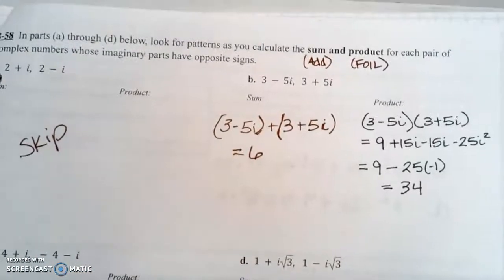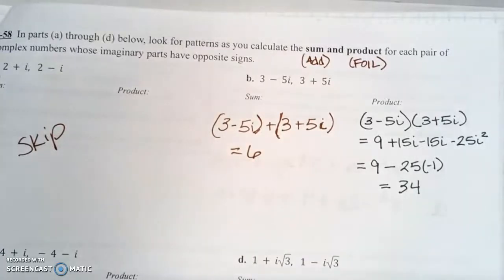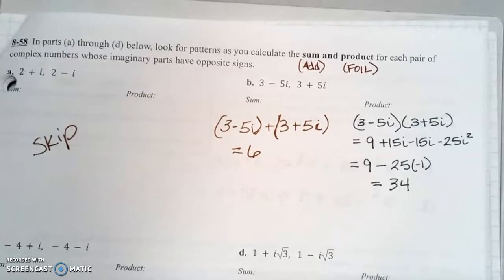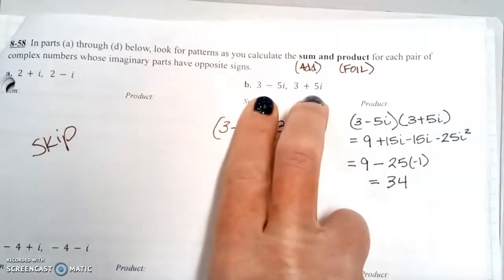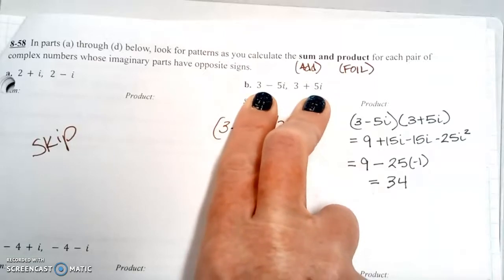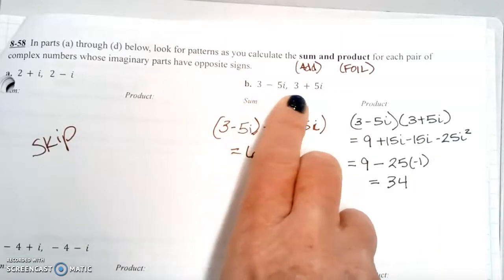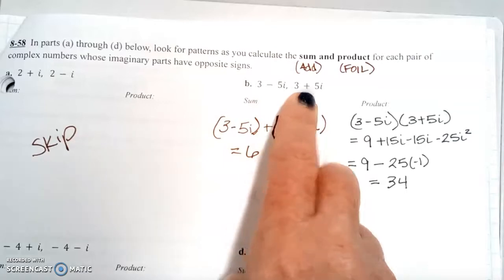Okay? Flip over to the top of page 58. They gave us 4 of these problems, so I want you to skip 2 of them, but we're going to do B and D together. So in parts A through D below, look for patterns as you calculate the sum and product for each pair of complex numbers whose imaginary parts have opposite signs. So here are the 2 complex numbers. One is 3 minus 5i, and one is 3 plus 5i.